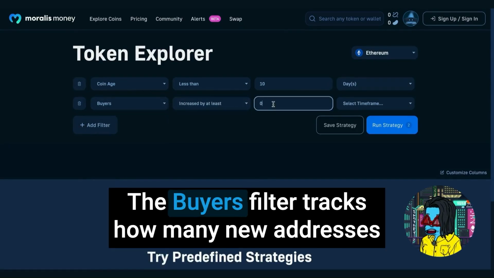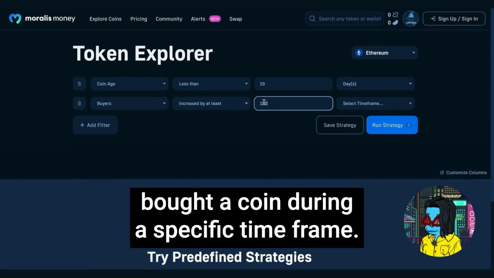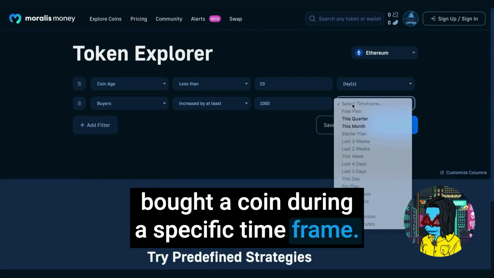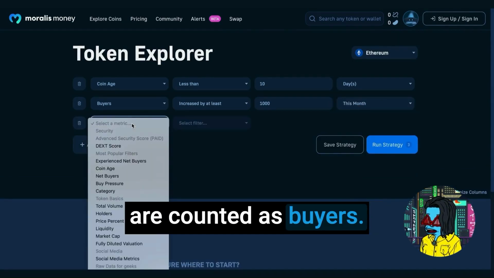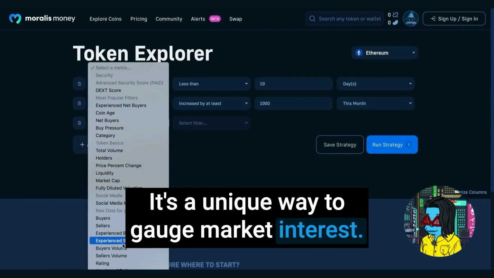Buyer's Filter. The Buyer's Filter tracks how many new addresses bought a coin during a specific time frame. Even those with 0 coins who used a DEX to buy are counted as buyers. It's a unique way to gauge market interest.